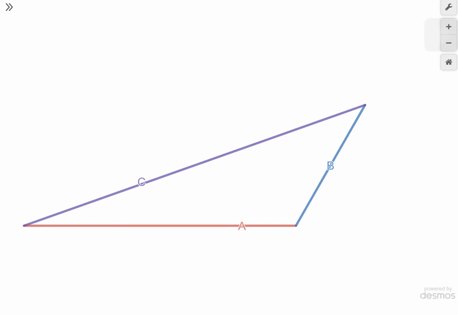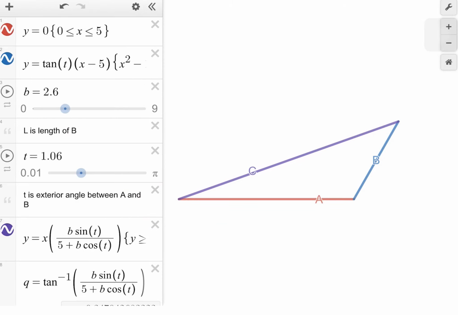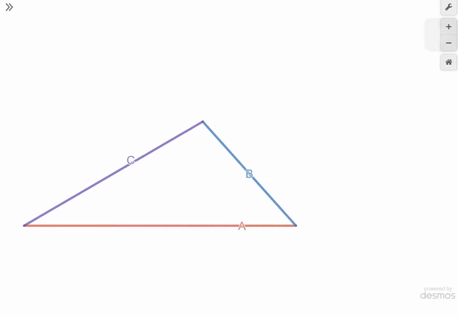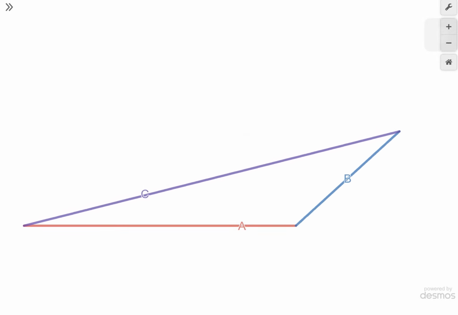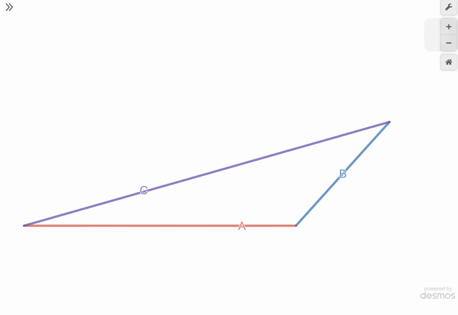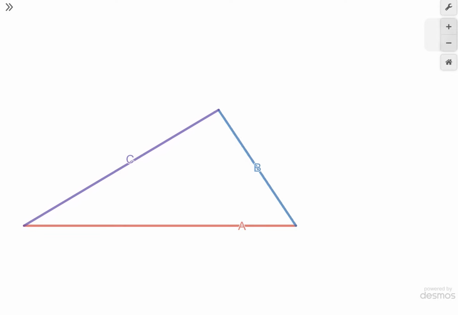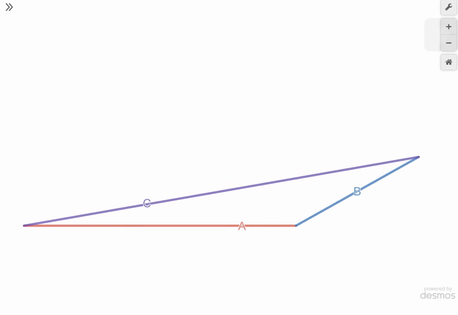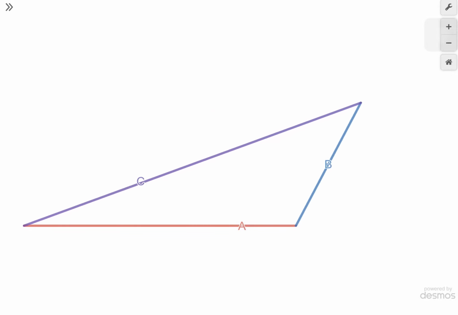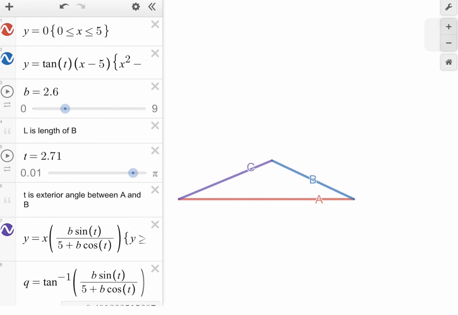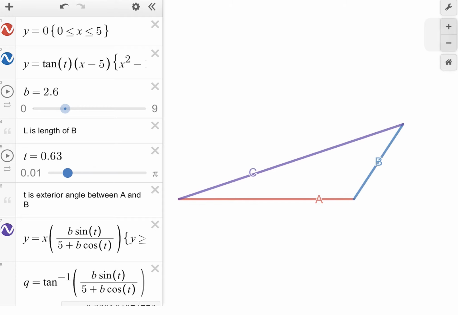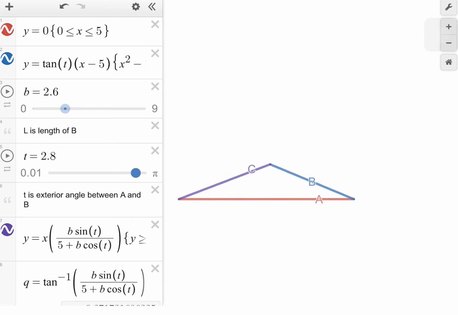Now let's change the angle between vectors A and B. Now you can see, as the angle of B with respect to A is changing, the magnitude of vector C is also changing. At some point of time it becomes minimum, at some point of time it becomes maximum. Let's change the angle manually. So you can change this slider for T over here to play with the graph yourself.